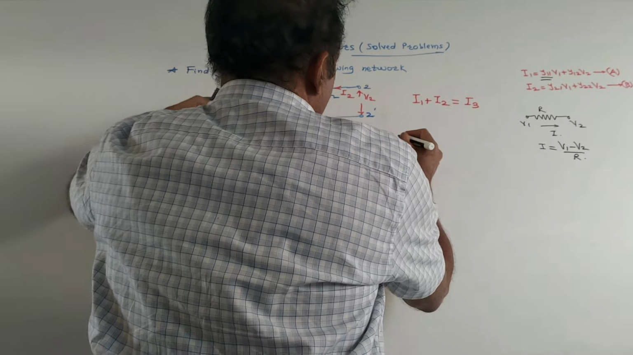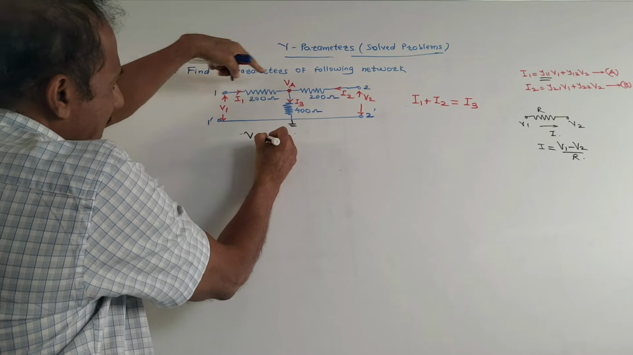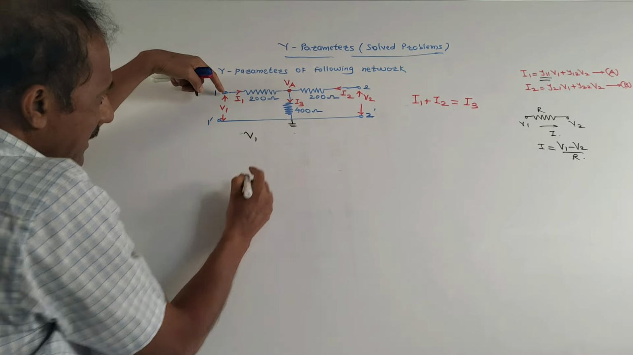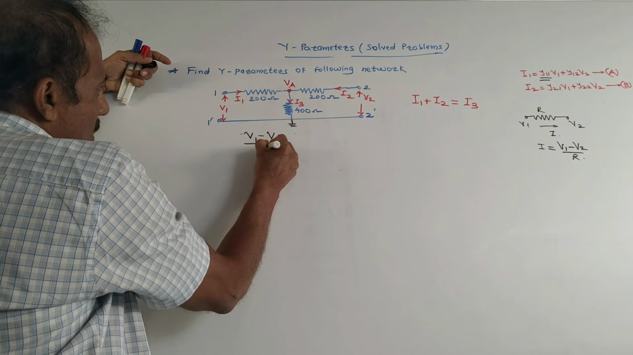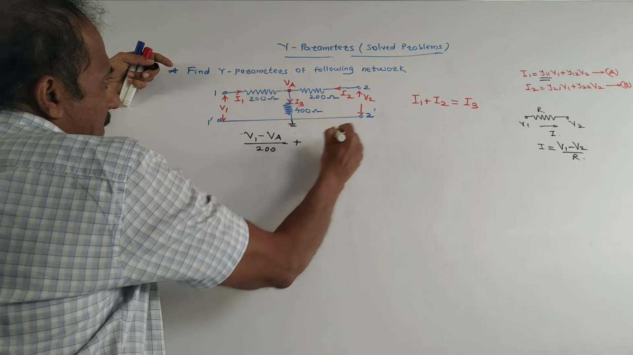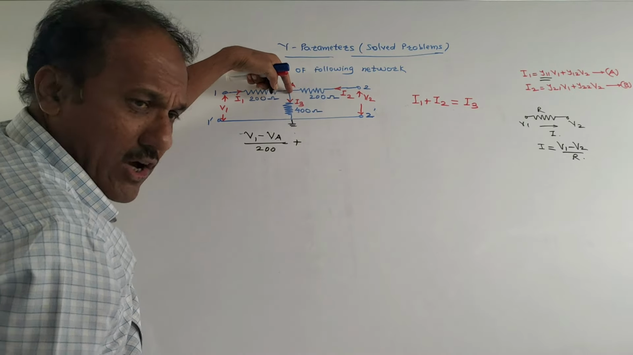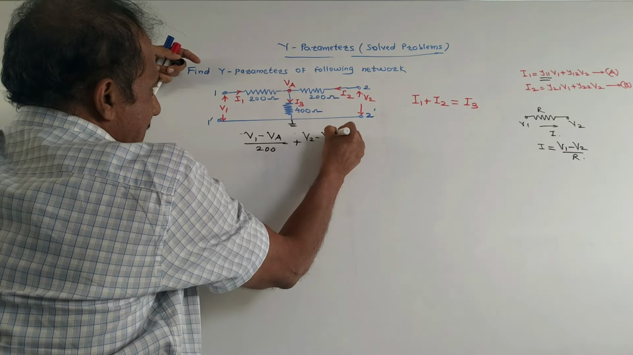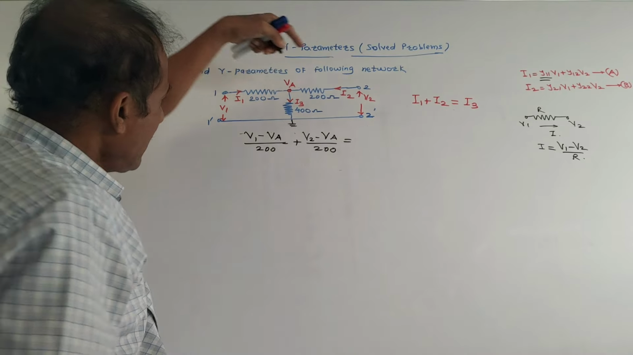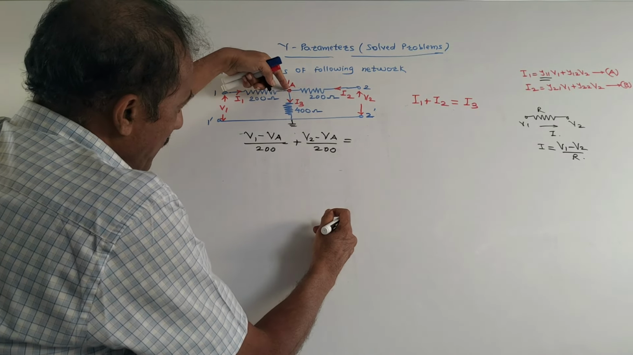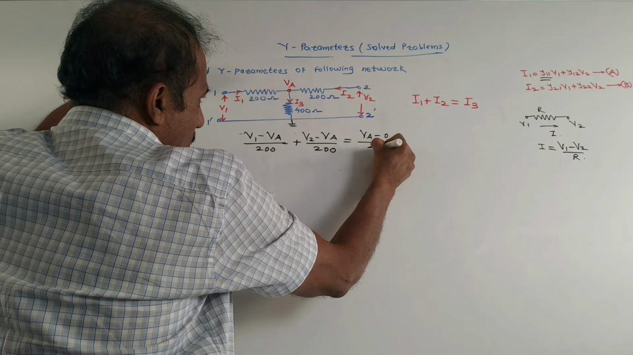So for I1 I can write the equation: at one end we have voltage V1, at another end we have voltage VA, and current is moving from V1 to VA, so it is (V1 minus VA) upon the value of resistance, that is 200 ohm, plus I2. Equation of I2, same way: at one end we have V2, at another end we have VA, so it is (V2 minus VA) upon 200, equals, for I3, at one end voltage is VA, it is moving from VA to ground, so it is (VA minus 0) upon 400.